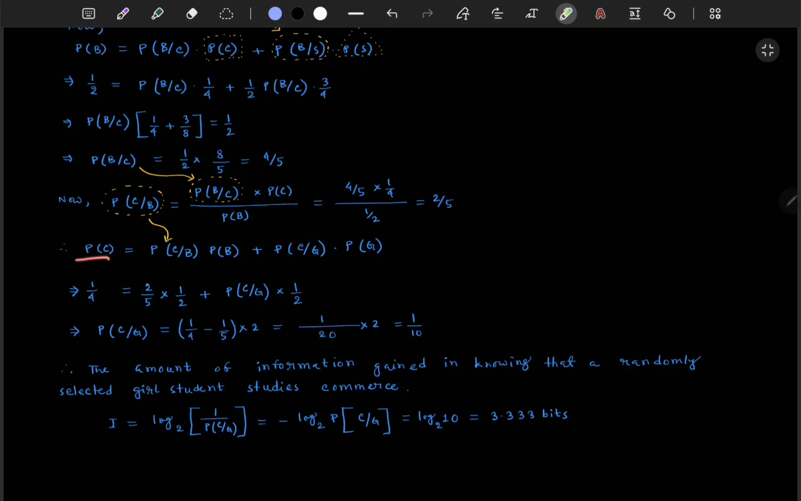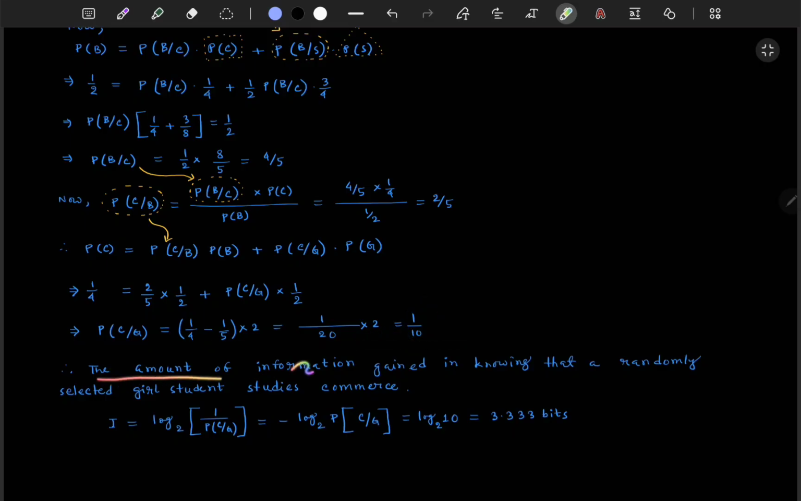Now we know the probability of a student being commerce. We can write it like this: probability of C by B into probability of B, plus probability of C by G, meaning girl and commerce, into the probability of being a girl. Here we also know the probability of a commerce student is 1 by 4. We have already calculated the boy and commerce part, and the probability of being a boy or a girl is half, and this part we need to solve. After solving we get 1 by 10. This is not the answer.